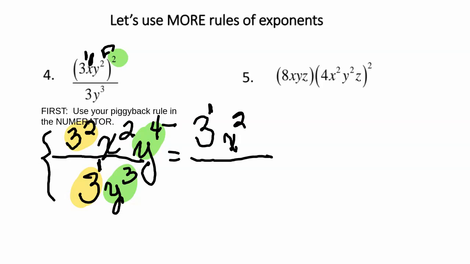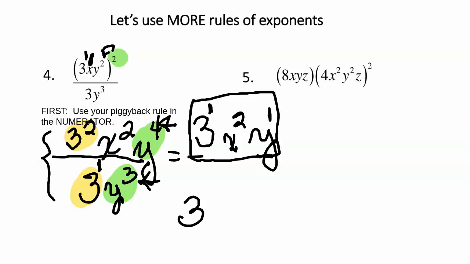Now look at my y's. Where's the bigger y? At the top. So this is y, 4 minus 3 or 1. This is my answer, 3x squared y. And notice in this answer, I don't write the ones, but I got to know they're there. Okay?